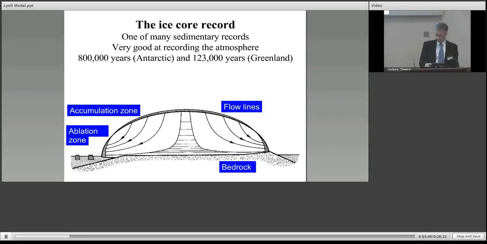And we tend to drill on domes. You'll see lots of domes mentioned, and the reason for that is that all the snow in that column fell as snow here, whereas if I go here and drill a vertical core, then the snow at the surface fell here, but the snow at the bottom fell somewhere else. In Antarctica, that could be hundreds of kilometers away. So that's why we tend to drill at domes.